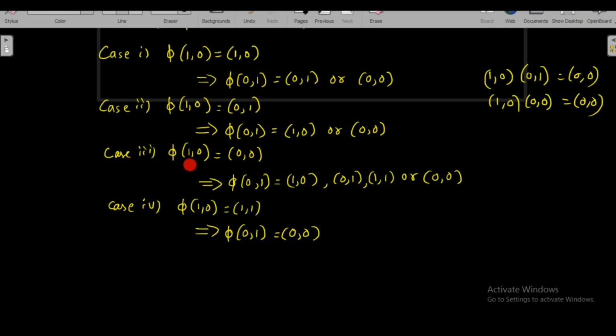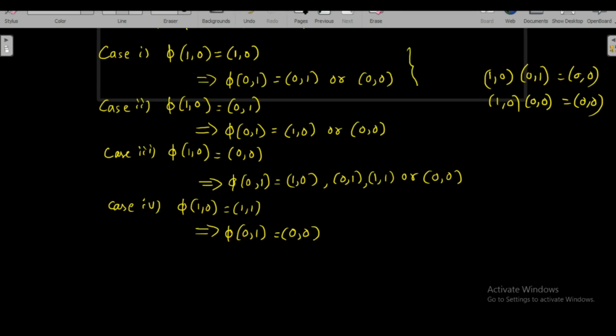Third case, phi of 10 equal to 00. Then the possibilities for phi of 01 are 10, 01, 11 and 00. So there are 4 possibilities for phi of 01 if we fix phi of 10 as 00. And in the last case, if phi of 10 equal to 11, then phi of 01 can only be 00. Because 11 into 00 gives 00 and there is no other possibility for phi of 01 such that phi of 10 into phi of 01 gives 00.